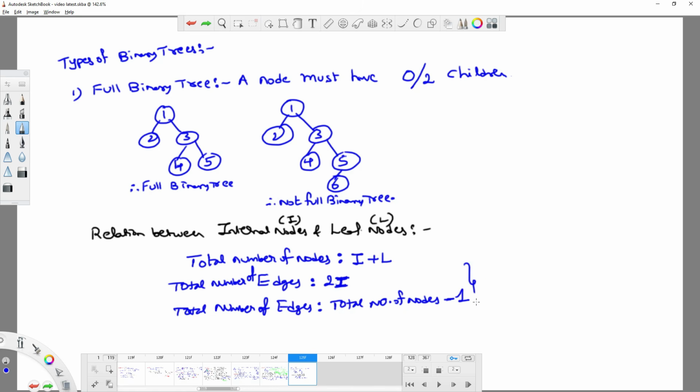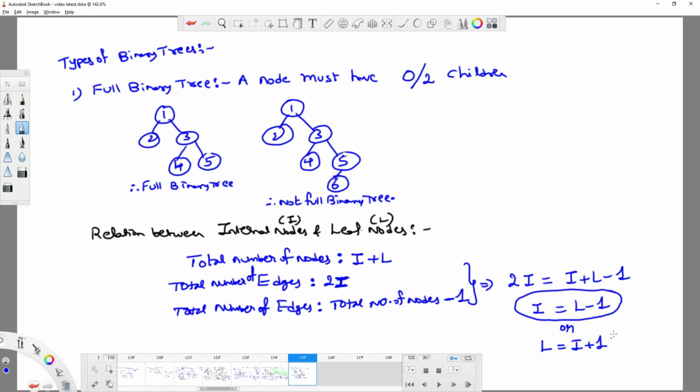If you equate these two, what are you going to get? 2I is equal to total number of nodes, which is I plus L minus 1, right? I is equal to L minus 1. This is the relationship between the number of internal nodes and the leaf nodes. I is equal to L minus 1, or we can say L is equal to I plus 1. Very, very important again from the GATE perspective.